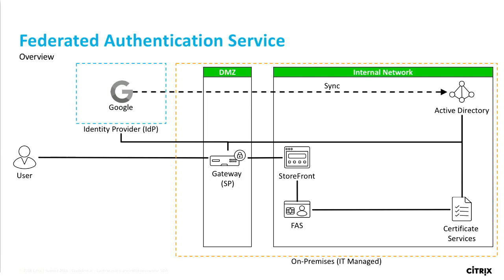StoreFront is going to forward this information to FAS, and technically FAS has got nothing to do with federation. The name is a little bit confusing. What FAS is, is a virtual smart card provider. Again, in Windows you can do an explicit username and password, or you can do smart card. FAS is the storage of the virtual smart cards. So FAS knows that this user wants to go to this Windows session, and it is going to check if the virtual smart card has already been generated for this user or not. If not, it's going to ask Certificate Services to generate the smart card for it, and is going to store it in the local data store.